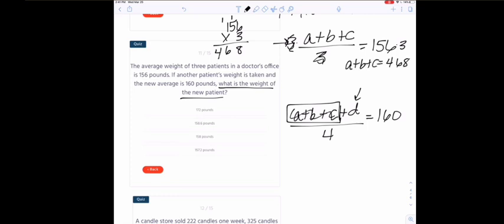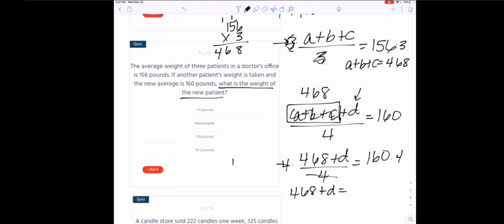Well, guess what? I can replace this with 468. So now I have 468 plus D divided by 4 equals 160. So now I'm going to multiply by 4 on each side. And when I do that, I get 468 plus D is equal to 160 times 4. 4 times 0 is 0. 4 times 6 is 24, put a 4, carry the 2. 4 times 1 is 4 plus 2 is 6. So I get 640. Now I'm going to subtract 468 because I want to get the D by itself.